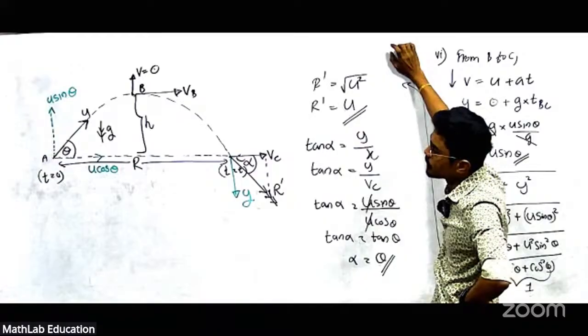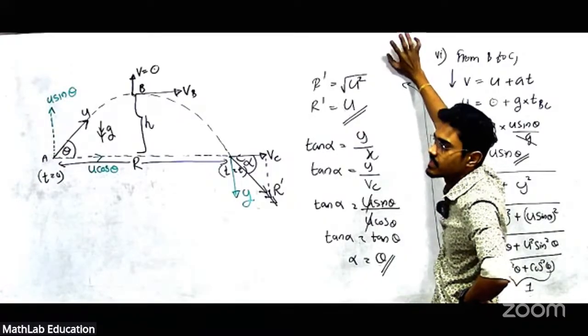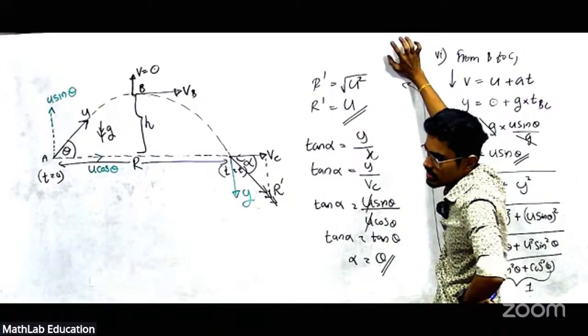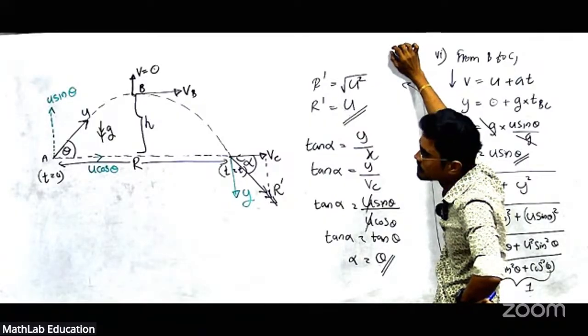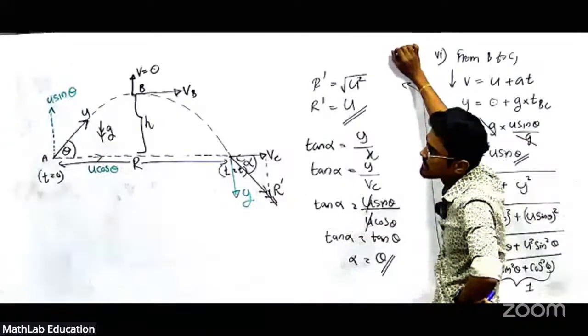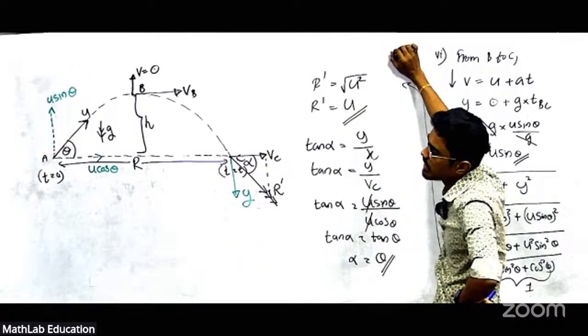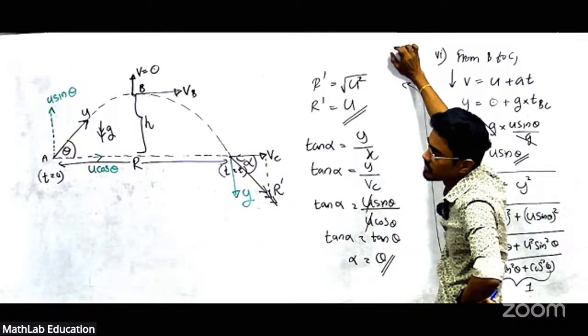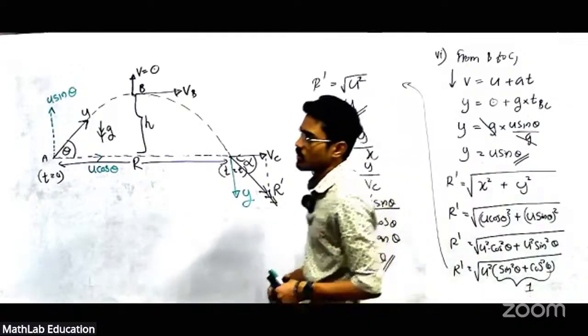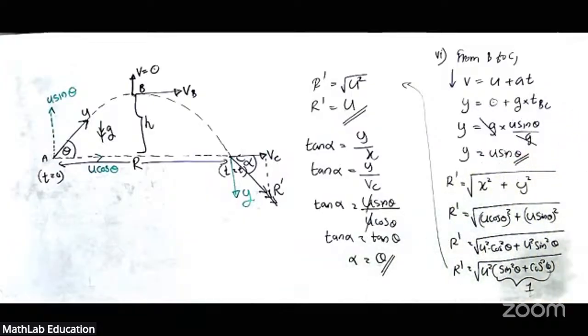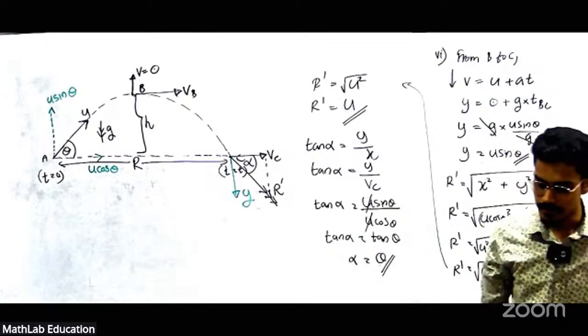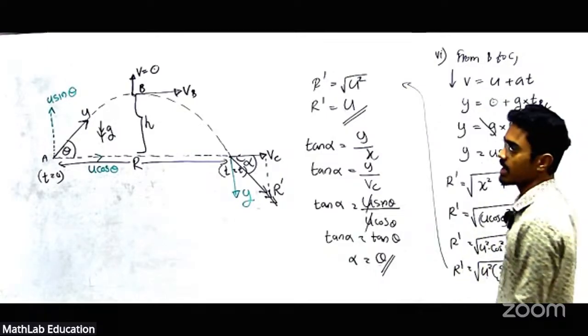Velocity of particle at point C is the resultant velocity of vertical and horizontal components at C.